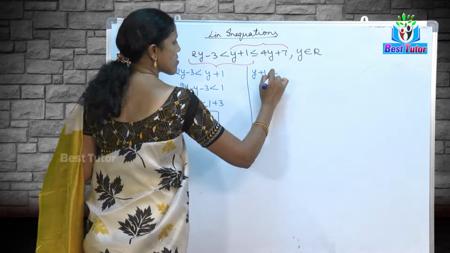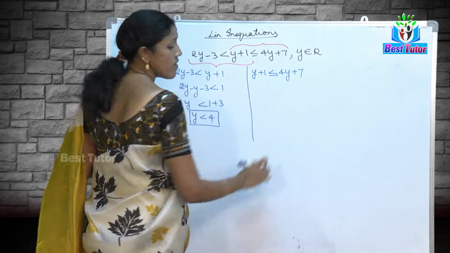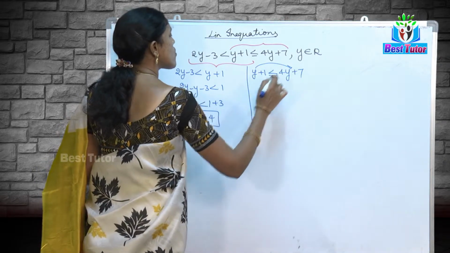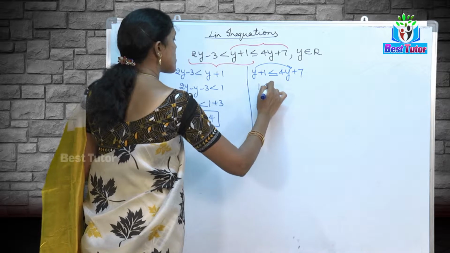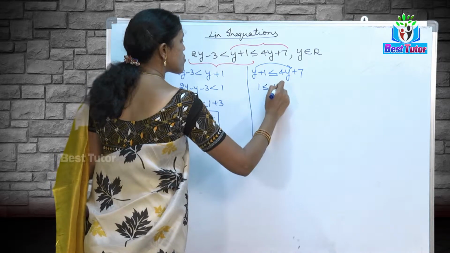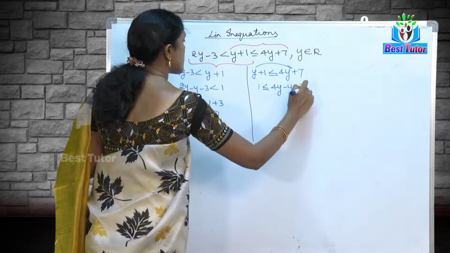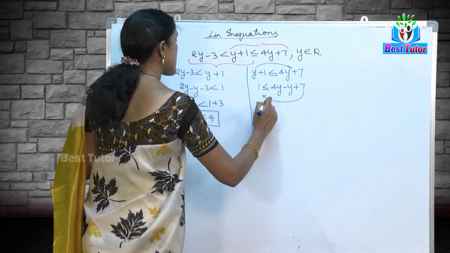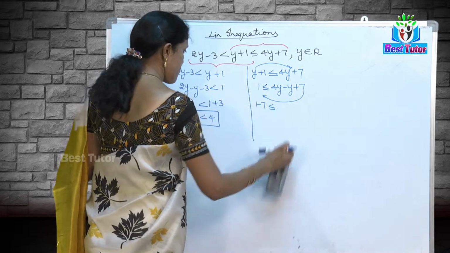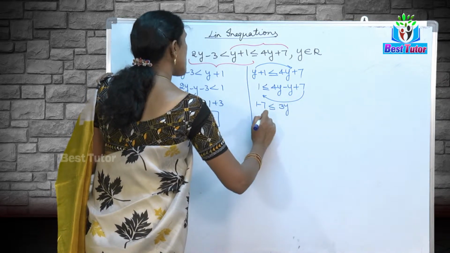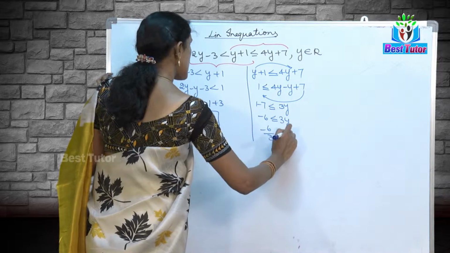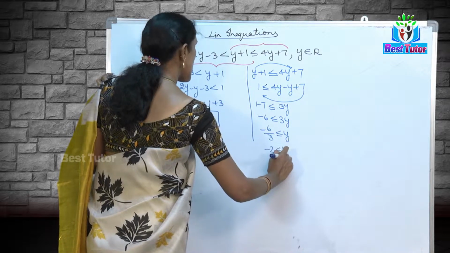y plus 1 is less than or equal to 4y plus 7. Our intention is that y should always be positive to avoid confusion. So I will take this y to the other side. 1 is less than or equal to 4y minus y plus 7. I will transpose this 7 to this side. It will become 1 minus 7 is less than or equal to 4y minus y, which is 3y. So minus 6 is less than or equal to 3y, minus 6 by 3 is less than or equal to y, or minus 2 is less than or equal to y.